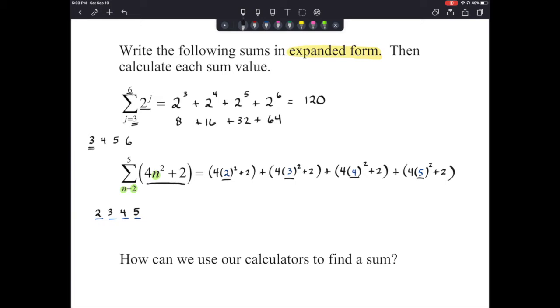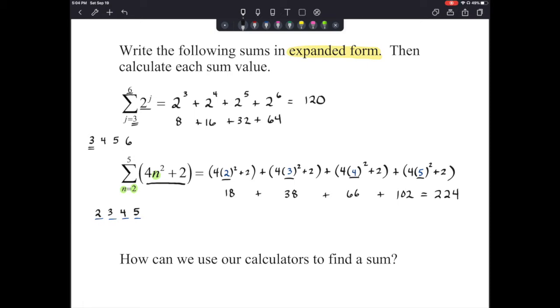Well, 2 squared is 4 times 4 is 16 plus 2 is 18. The next one, when you plug in the 3, we should end up with 38. When we plug in 4, we should end up with 66. And when we plug in 5, we should end up with 102. We add those all together, and we should get our sum is 224.